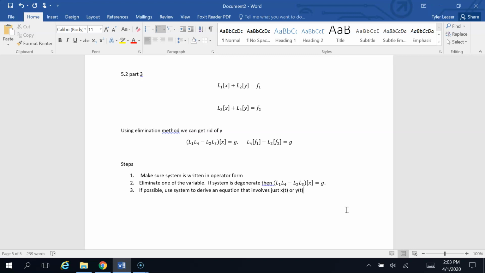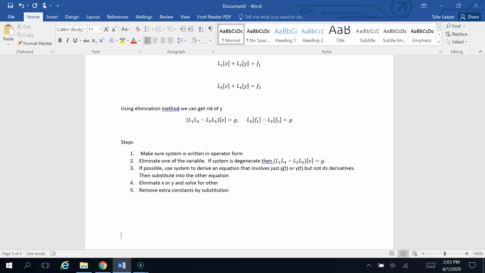Okay, so if possible, use the system to derive an equation that involves just x or y, but not its derivatives. Then you're going to substitute into the other equation. Okay, next thing that you want to do is eliminate the x or the y and solve for the other. And then finally, remove the extra constants by substitution. Okay, so now that we have this written down, let's go through one more example of solving one of these, and then we'll move on to section 3.